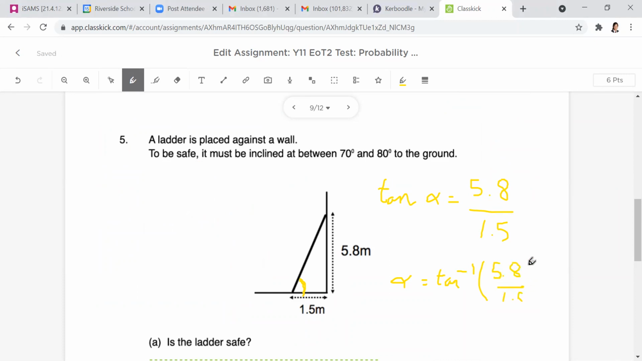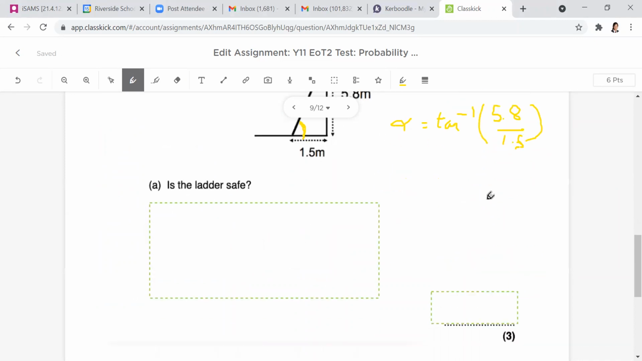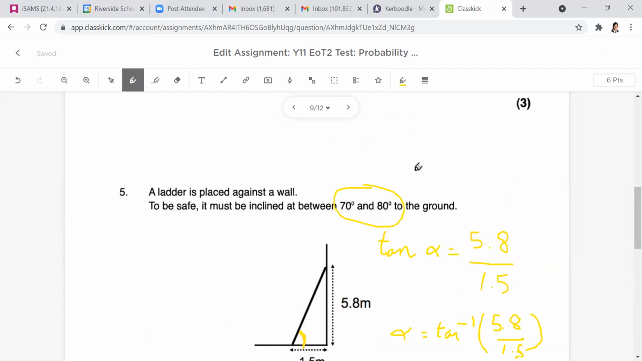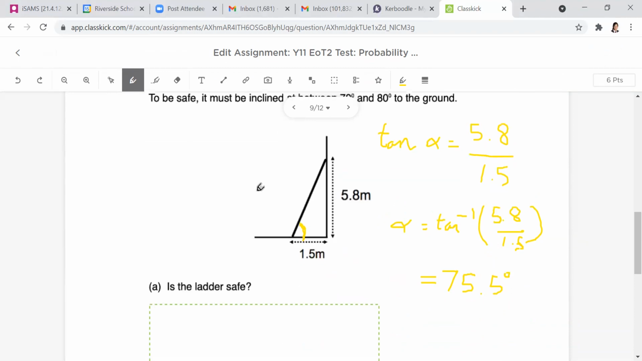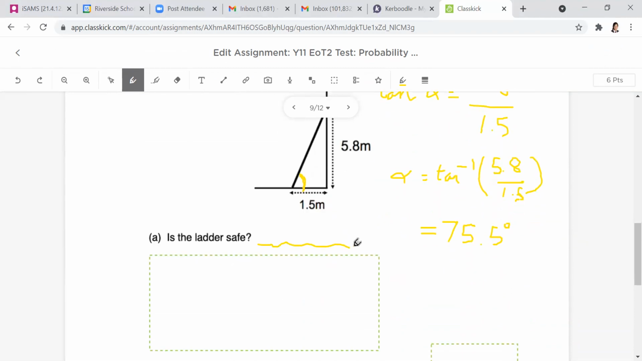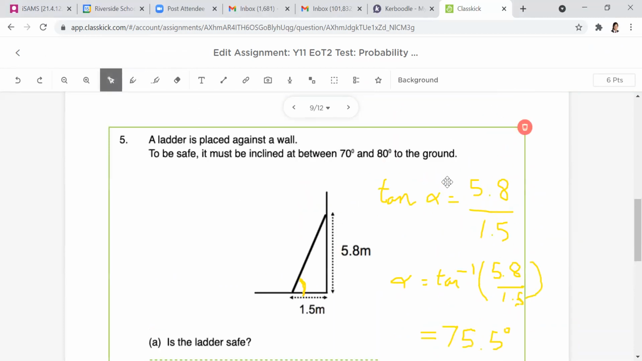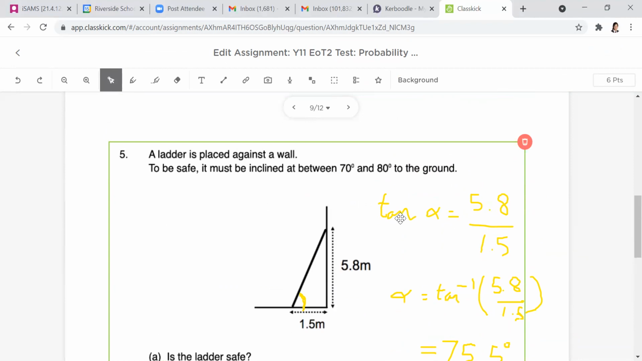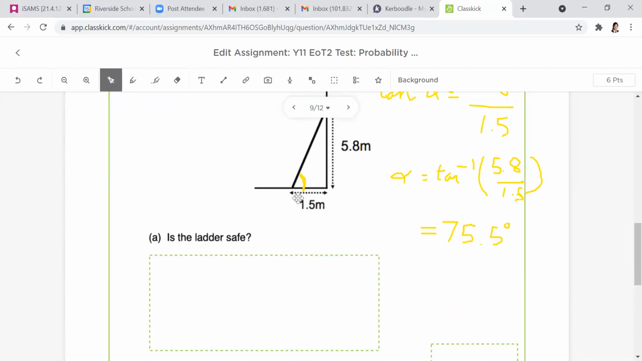Now, some of you just wrote yes in the box without any evidence to support it, without any calculations. You were meant to say yes because if you do the working out, it's something like 75.5 degrees, I think, which is in the safe range of 70 and 80 degrees. All right, so you had to show the working out. It's not explicitly stated, but you should have done some working out anyway. Okay? So again, it's based on tan because opposite versus adjacent.